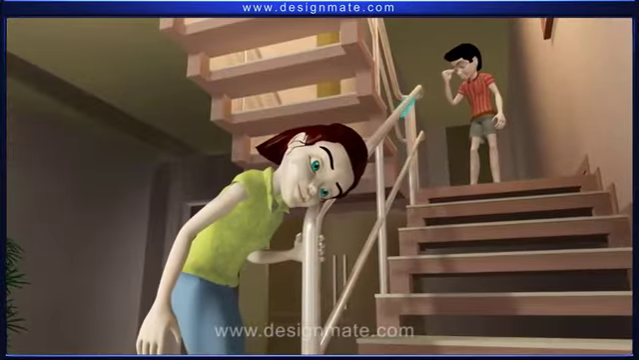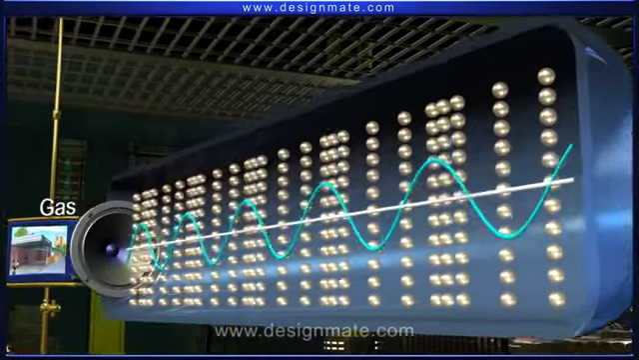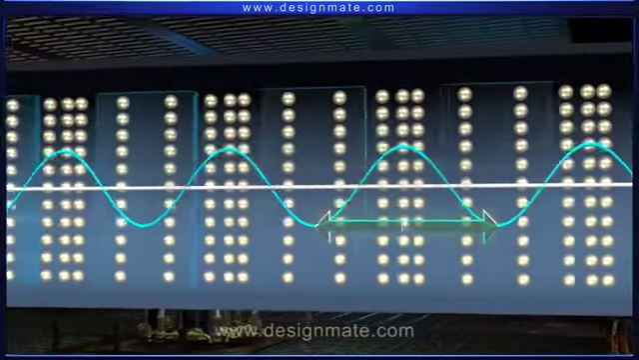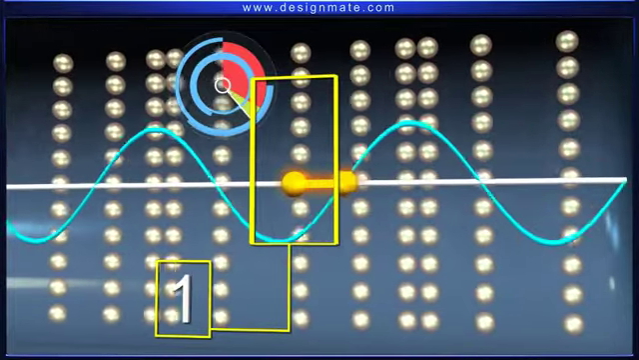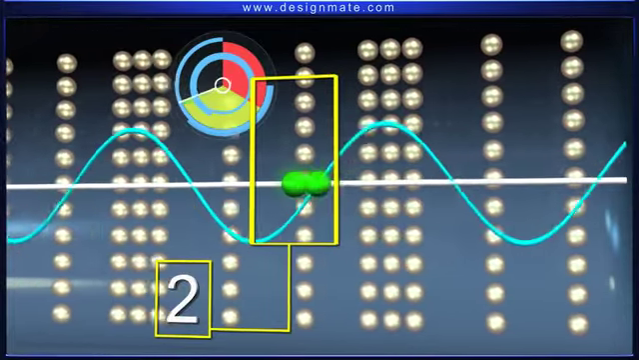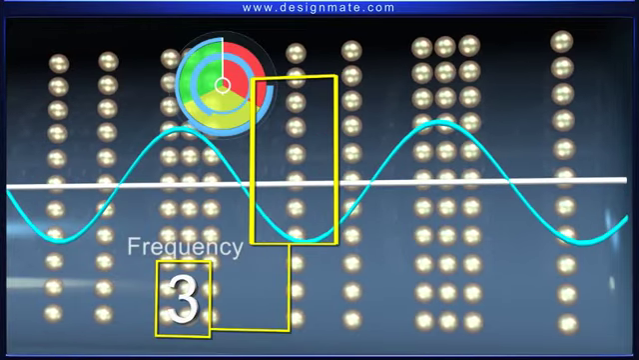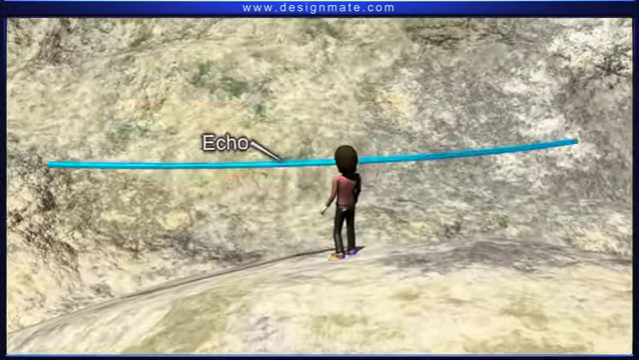Sound travels quickest through a solid. Wavelength is the distance between two consecutive compressions or rarefactions. The number of waves passing through a point in a second is called frequency, and it is measured in hertz. Bouncing back of sound is called echo.